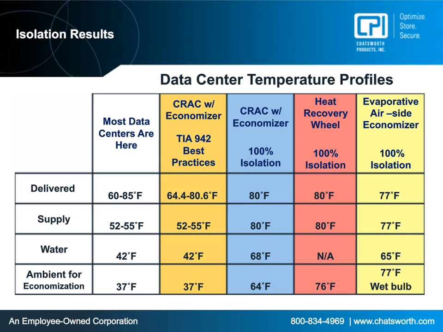And then the next slide is showing how we're using a heat recovery wheel, or how we're going to use airside economization at 77 degrees to supply that data center. So that's where the market's going. The market wants to get rid of not only their hotspots, but they want to get rid of their energy costs and put some savings or be able to grow their data center with what they already have.